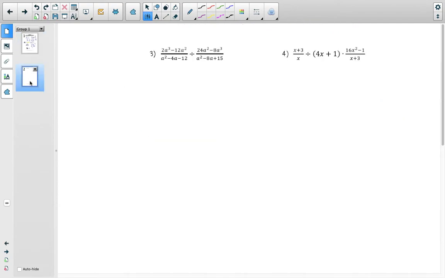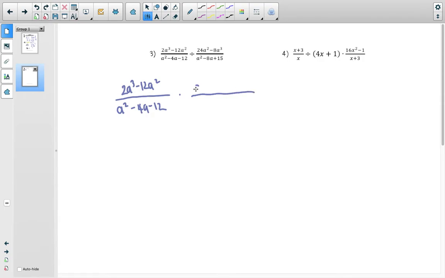Okay, last two. All right, so don't let them freak you out. Again, we're going to keep the first fraction and then flip and multiply. Okay.